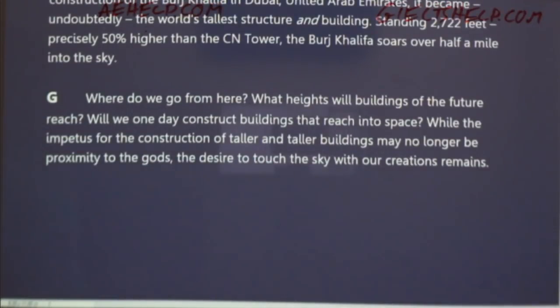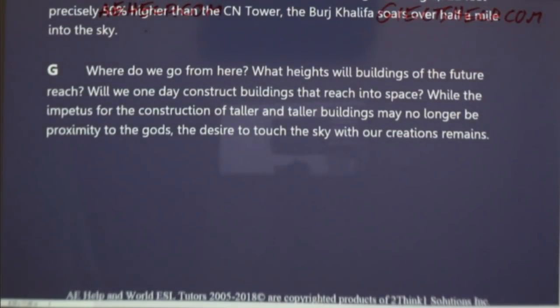Where do we go from here? What heights will buildings of the future reach? Will we one day construct buildings that reach into space? While the impetus for the construction of taller and taller buildings may no longer be proximity to the gods, the desire to touch the sky with our creations remains.